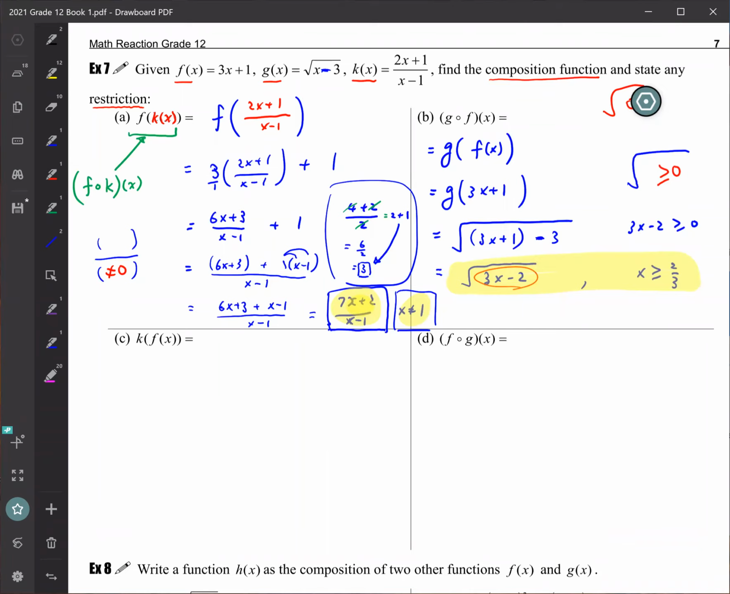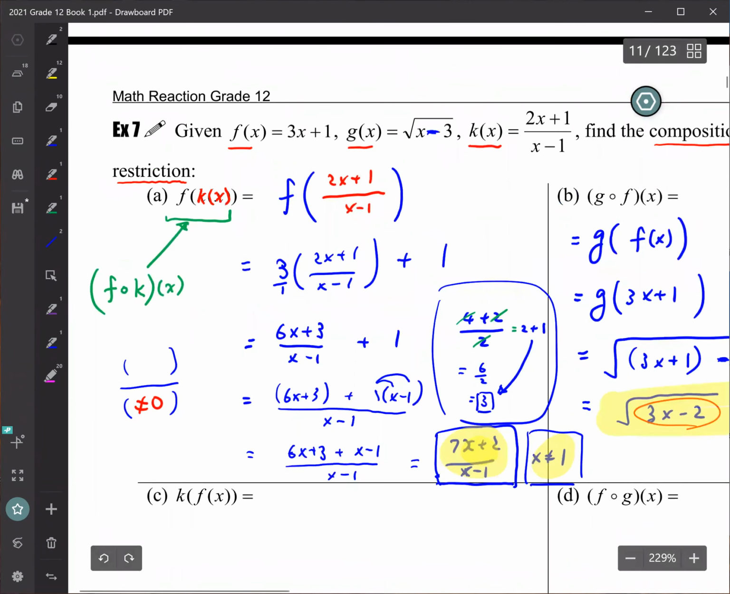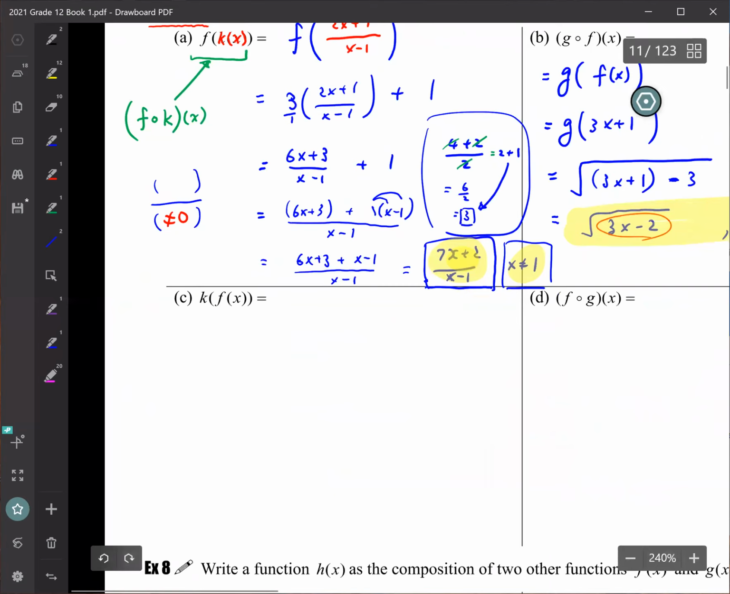So k of f of x, question C now. If you look at the example on the top, you need to identify which one's the inside function and which one's the outside function. So Caleb, which one is the inside function for question C?